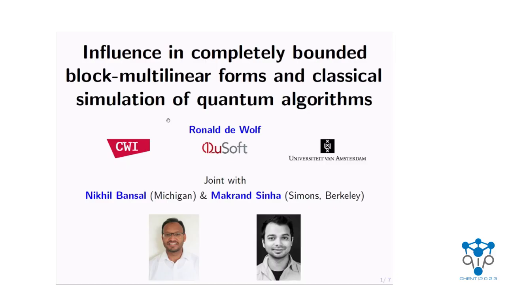So we were aiming for the longest and most technical title in the whole conference, and I think we succeeded. So this is a talk that's going to be about influence in completely bounded block multilinear forms. I'll tell you what it is, and then their consequences in terms of classical simulation of quantum algorithms. And this is joint work with Nikhil Bansal and Makrand Sinha.